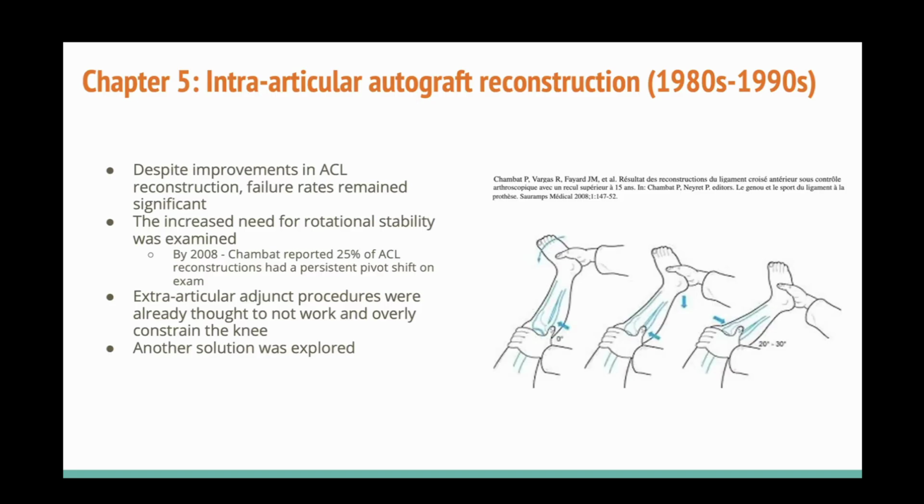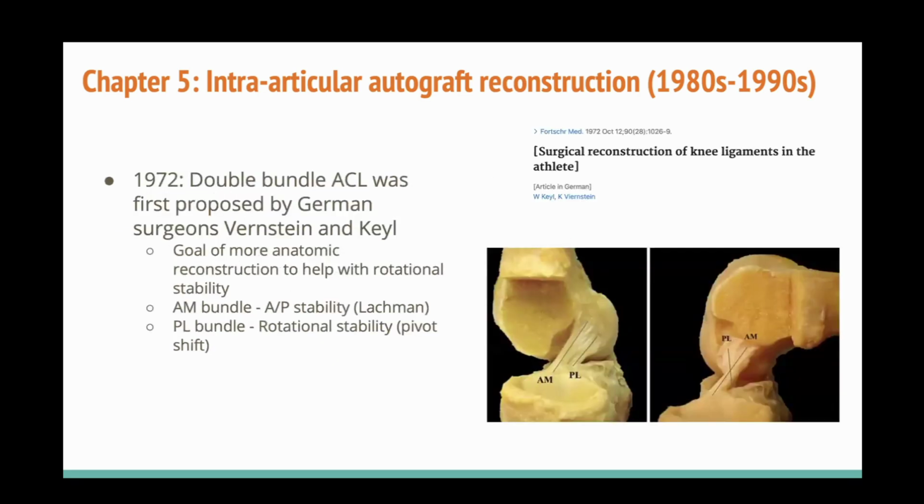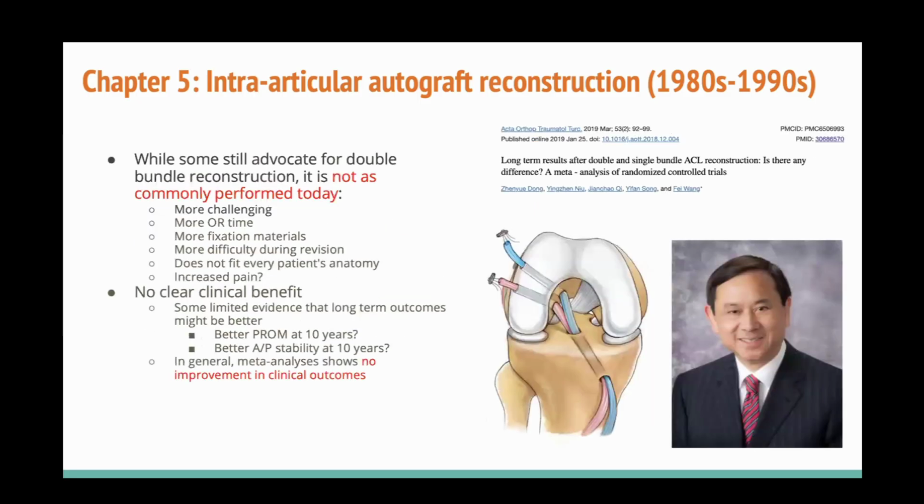And people were kind of looking at why do people fail, who's at high risk, and what can we do to help these high risk people, and people started looking again at some other surgical procedures because people thought that extra-articular adjunct procedures didn't work and may overly constrain the knee. So people started talking about double bundle ACLs, which was really kind of brought to the mainstream with Freddie Fu at Pittsburgh.